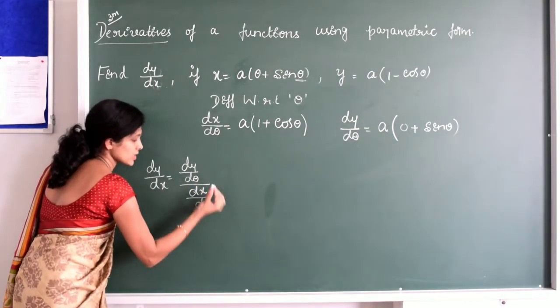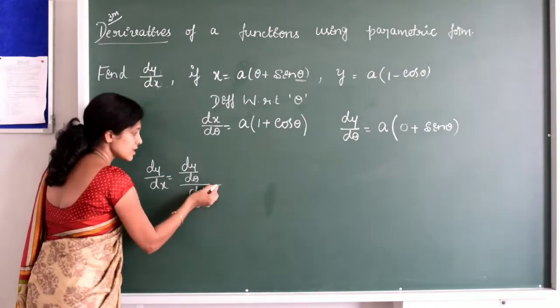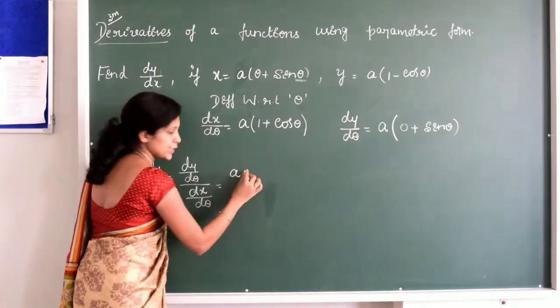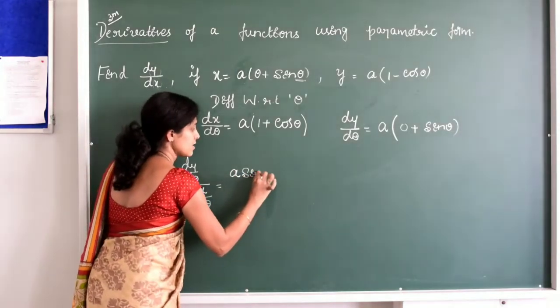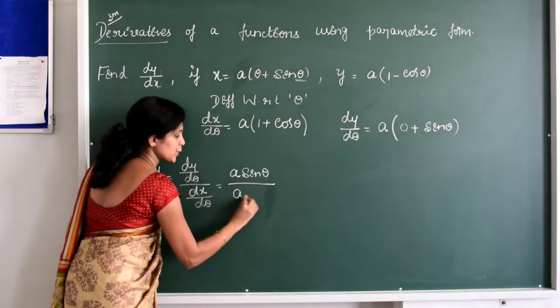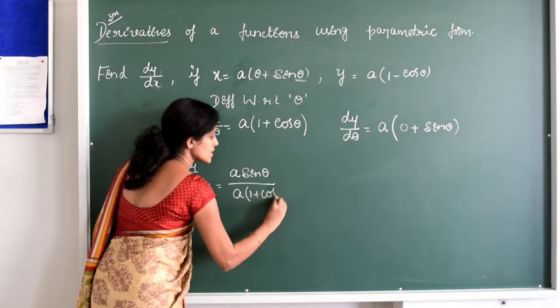Can you see here what is the parameter? Here the parameter is theta. Remember that one. This is equal to dy by d theta. What is dy by d theta? a into sin theta divided by dx by d theta. What is that? a into dx by d theta is a into 1 plus cos theta.